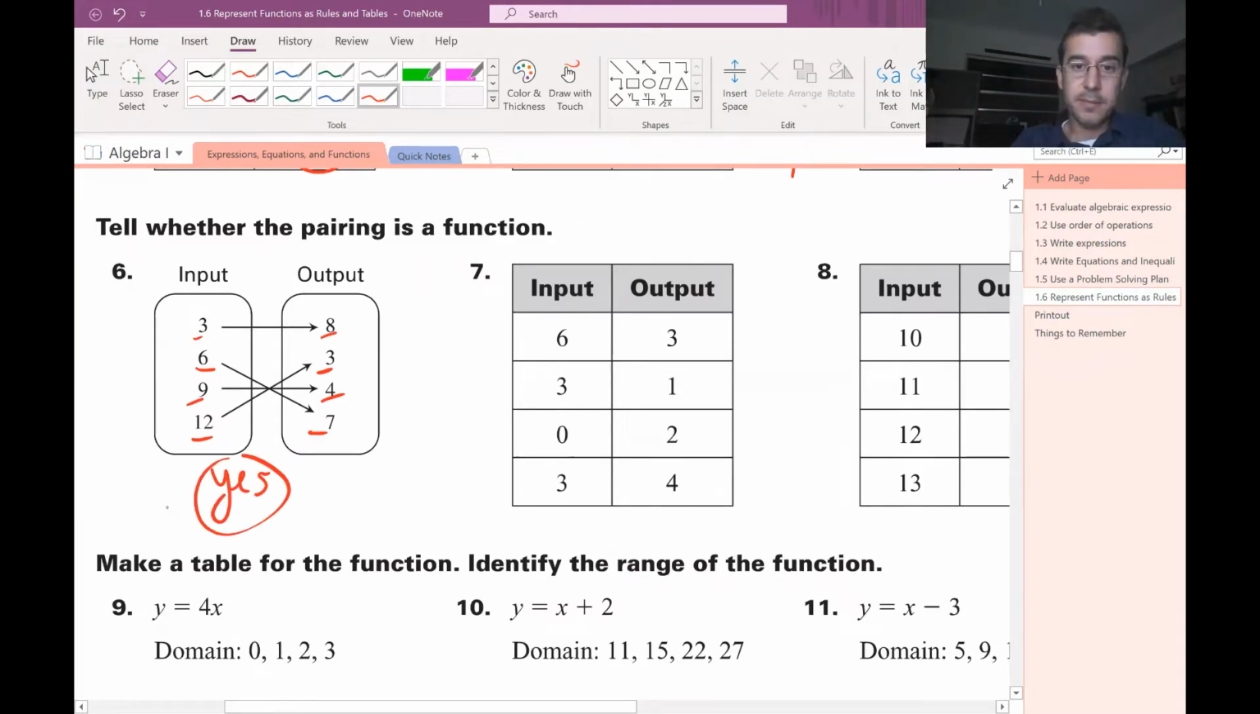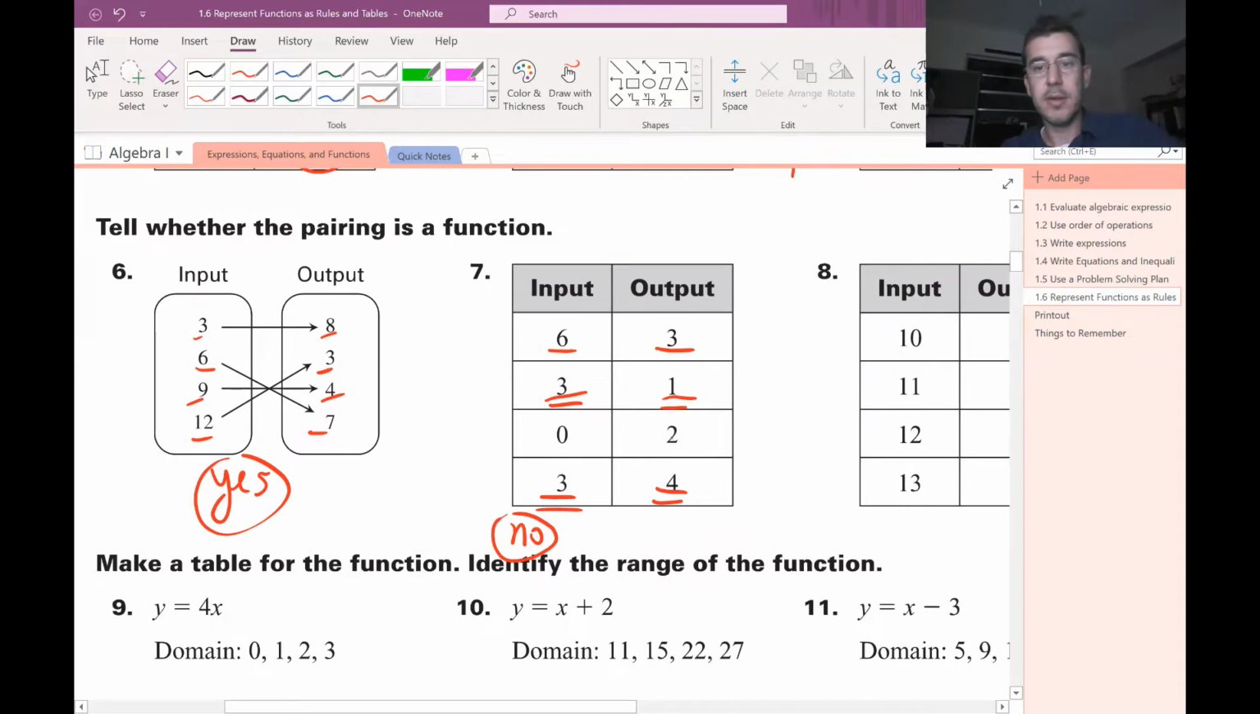Number 7: one input, one output. But here we have two outputs, right? For the same input, you have two different outputs. So no, this is not a function, because for each input we have to get one output. But for the input 3, we get two outputs, 1 and 4. So this is not a function.